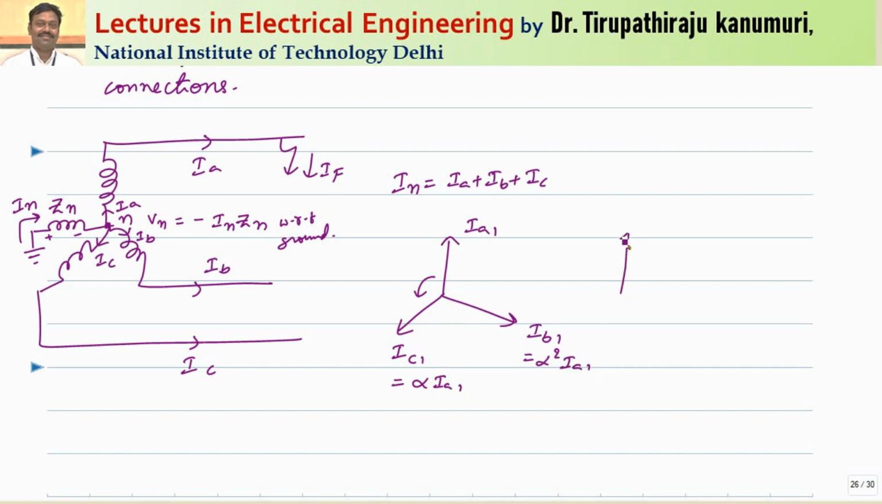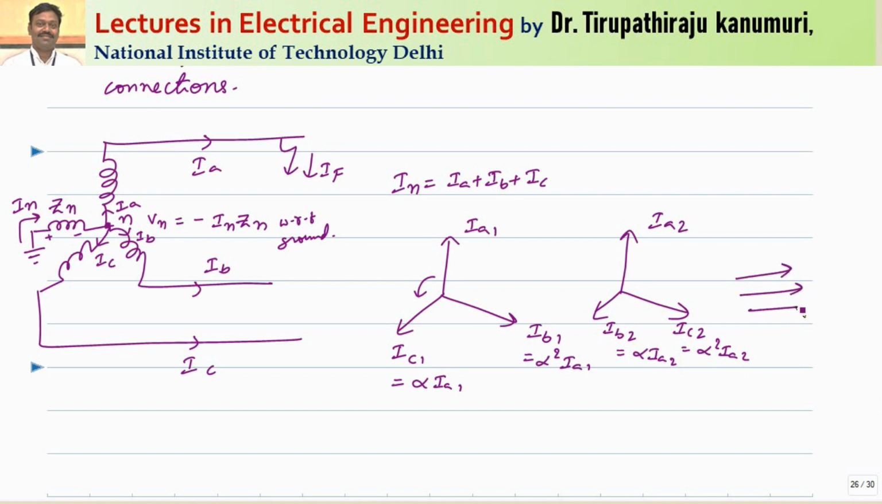Similarly, coming to the negative sequence, this is my negative sequence IA2. In the case of negative sequence, the sequence is opposite. So here IB2 comes here and IC2 comes here. Automatically IB2 will be equal to alpha times IA2, and IC2 is alpha square times IA2 because it is displaced by 240 degrees.